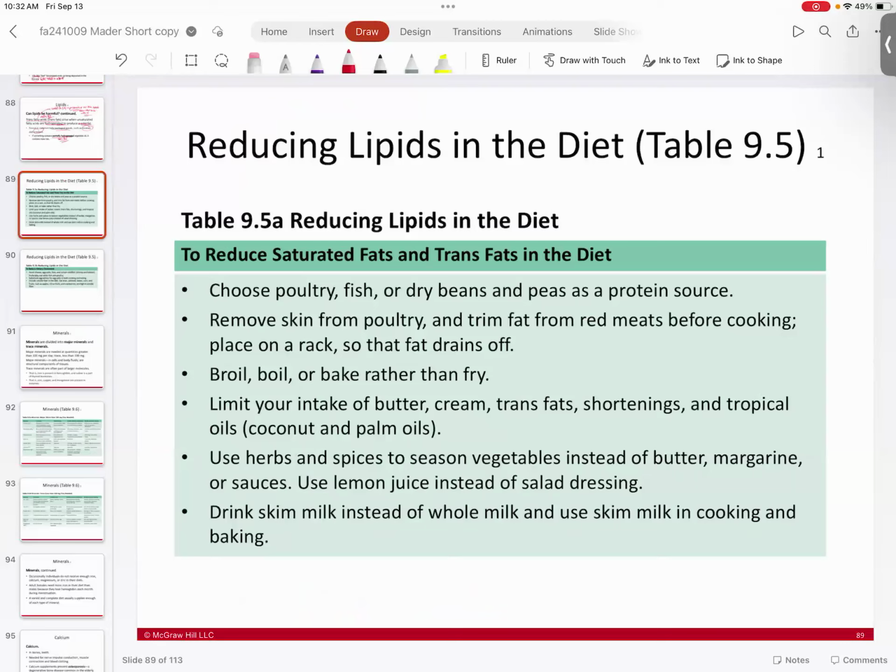So how to reduce lipids in your diet? First of all, lean meats, poultry, fish, things like that. Take the skin off of poultry because it retains a lot of fat. Trim your fat. Either broil or boil or bake rather than fry. Try not to use oil frying. Try to eliminate butter or creams or trans fats, or if you do, try to get the light versions.